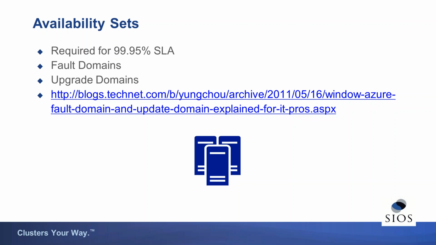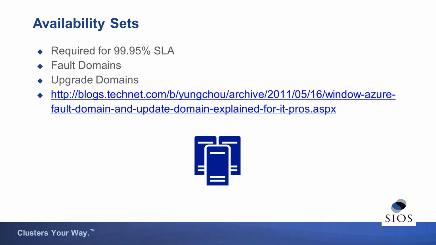Now, one thing we need to be aware of is something called an availability set. Azure will give you a 99.95% service level agreement if you have 2 or more virtual machines deployed in an availability set. By deploying virtual machines in an availability set, it puts each virtual machine in a different fault domain and a different upgrade domain.